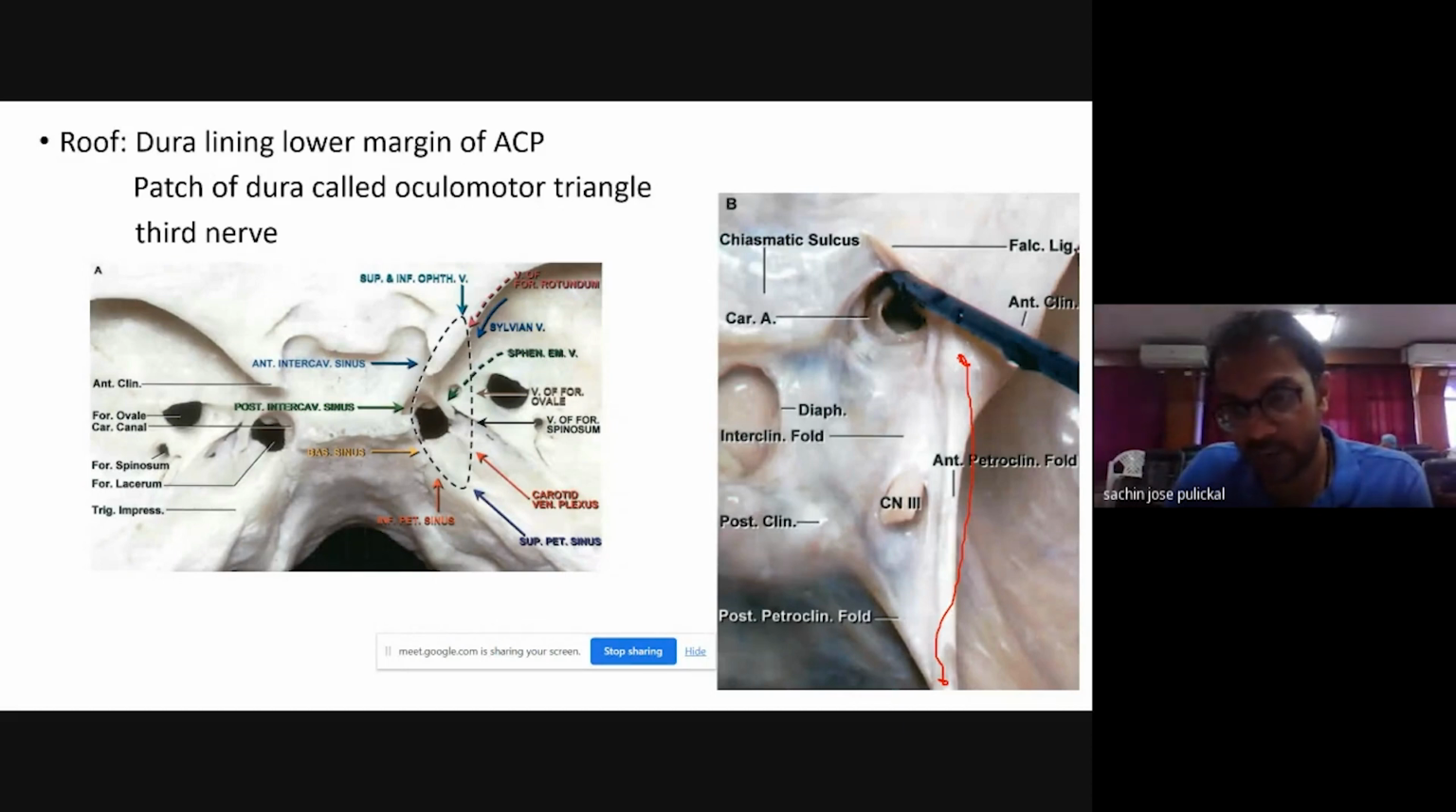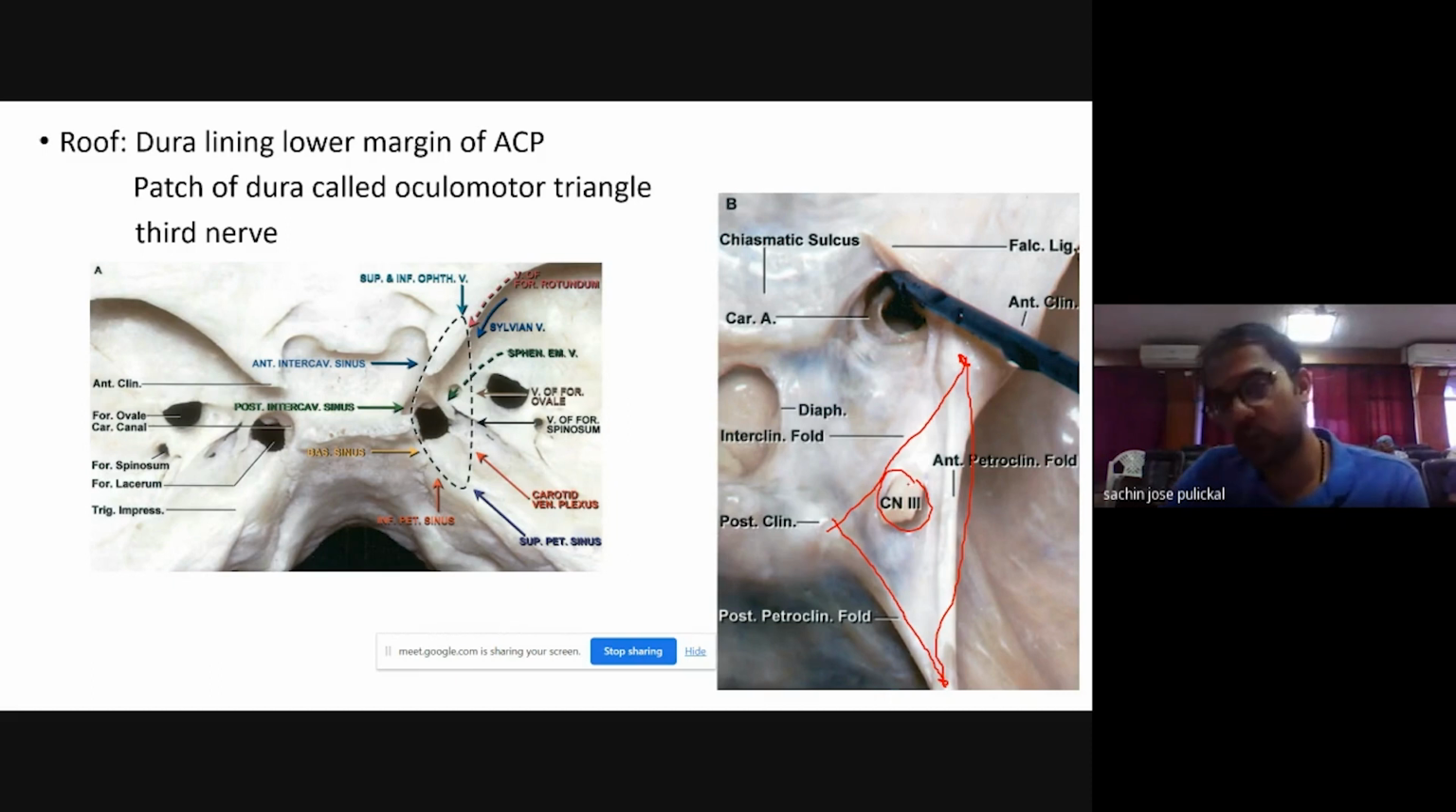From the posterior clinoid process, you have a line going to the tip of the anterior clinoid process, which is called the interclinoid line, because it connects the posterior clinoid process and the anterior clinoid process. And connecting the petrous apex to the posterior clinoid process, you have another line, which is called the posterior petroclinoid fold. So it forms a triangular area of dural folds, which is called the roof of the cavernous sinus. It is otherwise called the oculomotor triangle, because in the center of the triangle, you have the third nerve entering into the cavernous sinus through its roof.